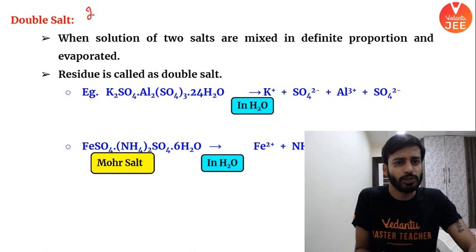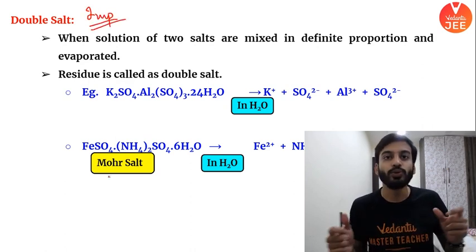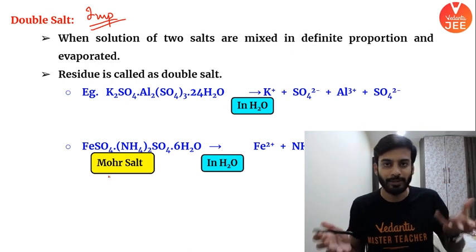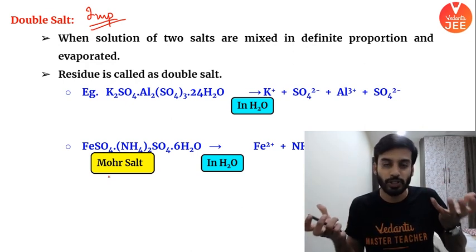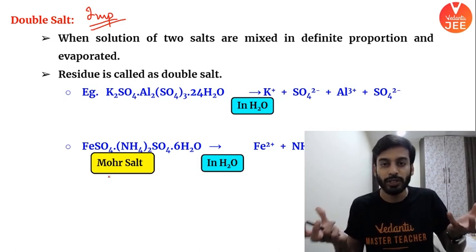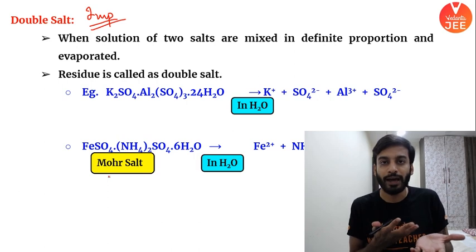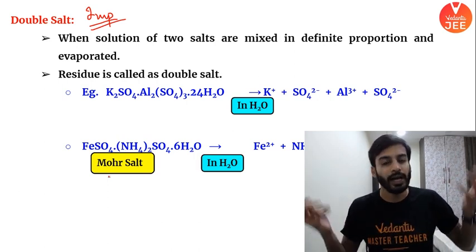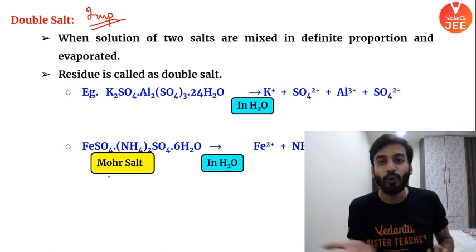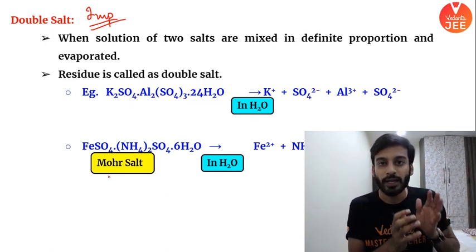What is a double salt? A double salt is something which you get when you mix two different salt solutions. Suppose I have taken salt A and salt B, and I have taken solutions of them. Salt A solution, salt B solution, and I have mixed them. In the resulting solution, I will evaporate all the solvent. Whatever residue is left, that is called a double salt.